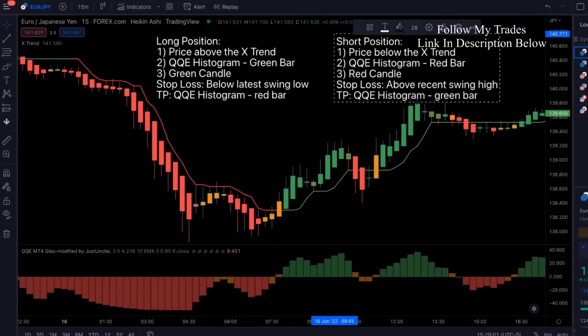All right, so now let's look at some examples. So on here, this is a great short example. This is a great buy example. And I'll show you guys a couple more.